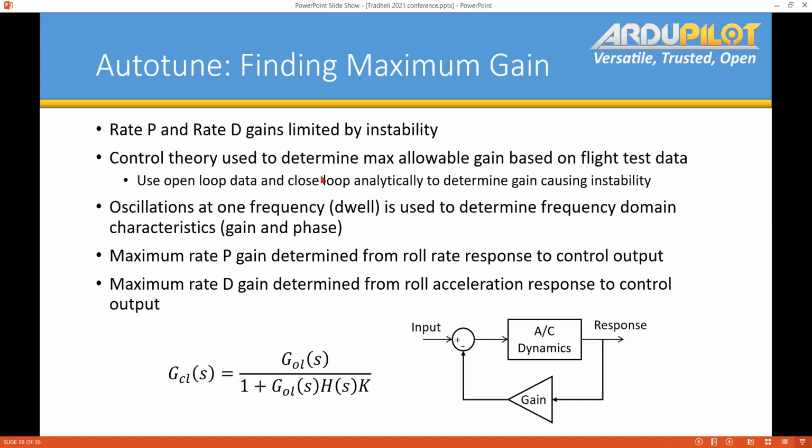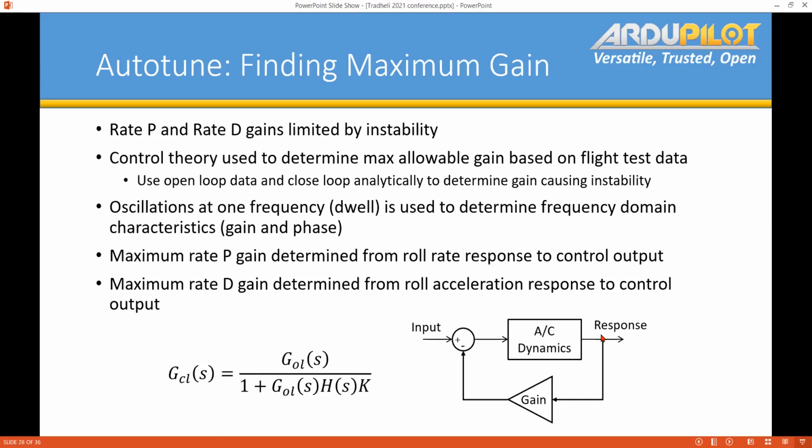So finding maximum gain, again, we use control theory to look at open loop data. If we look at this control law diagram here, a real simple one, we have our input, we have aircraft dynamics, and we have the response. That one line there is basically the open loop control of the aircraft, right? Then we can close the loop by wrapping around the response and feeding it back into the input. That would be our closed loop system.